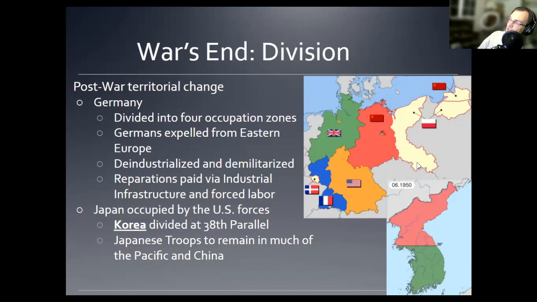In addition to that, Japanese soldiers actually remained at their post in many parts of the Pacific for about 2 years afterwards, even in parts of China, just because it was taking so long for European soldiers and forces to make their way back into Asia after the destruction the Japanese had brought. So at the war's end, territory was divided and soldiers were very gradually returned home. But they were divided with the hopes that there would never again be a future war over these territories. And we're going to see that didn't always work out the way they'd hoped.